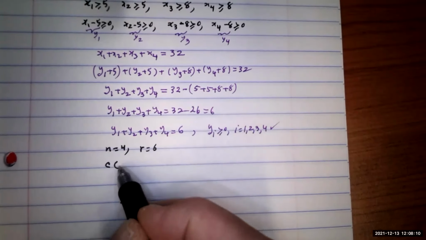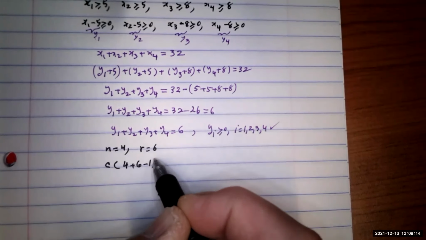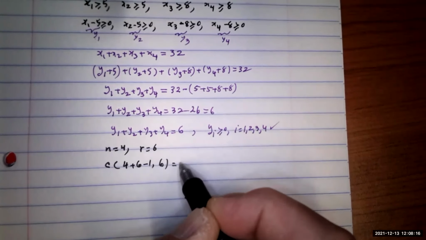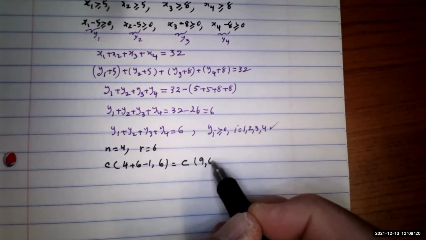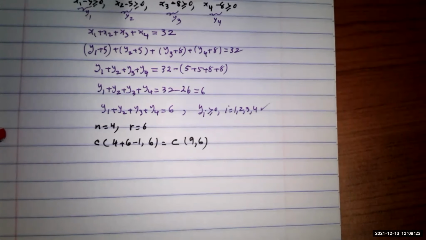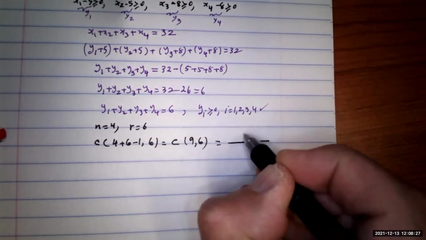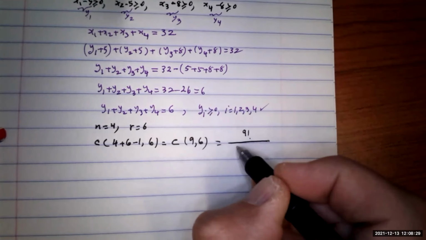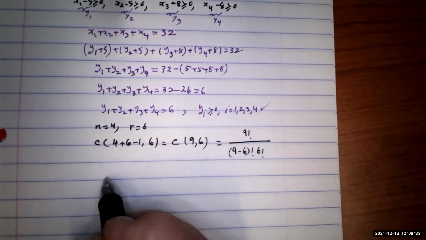So it's going to be C of n plus r minus 1, and r, which is 4 plus 6 minus 1, and 6. So that gives a 9. Okay, C of 9 and 6 is going to be the case. Now we are going to have to find it. It's going to be 9 factorial over 9 minus 6 factorial times 6 factorial.